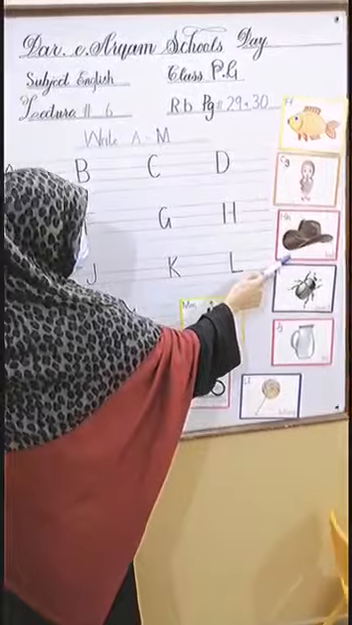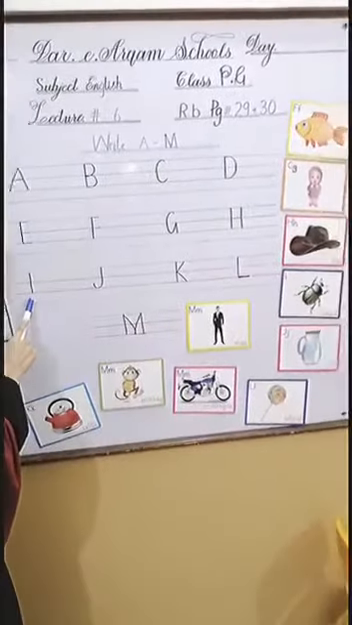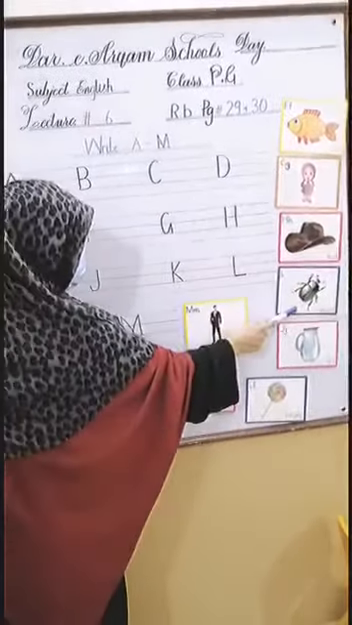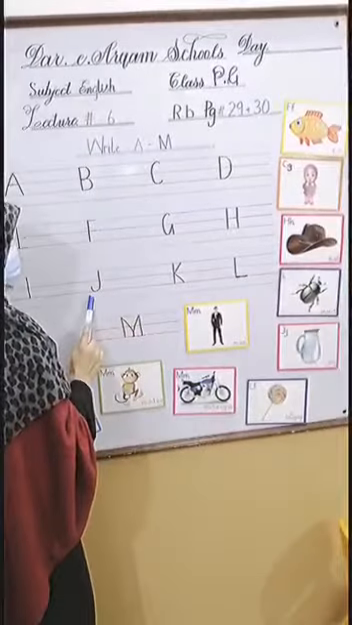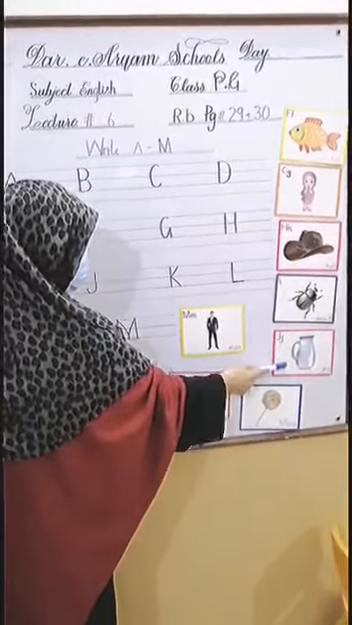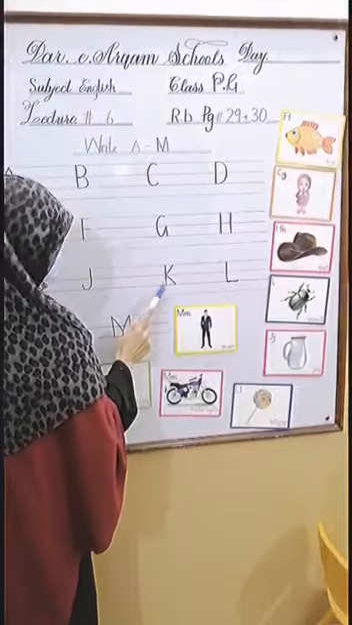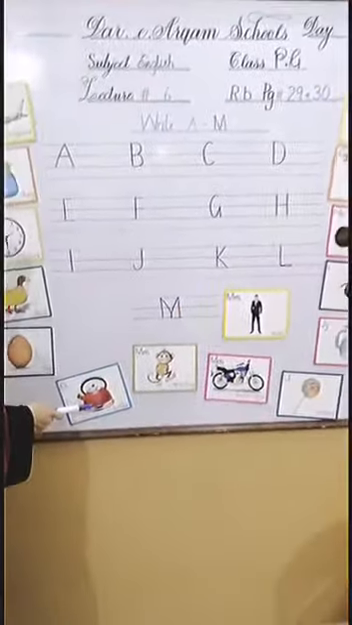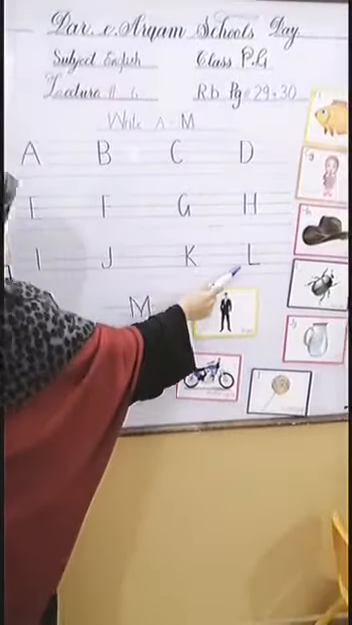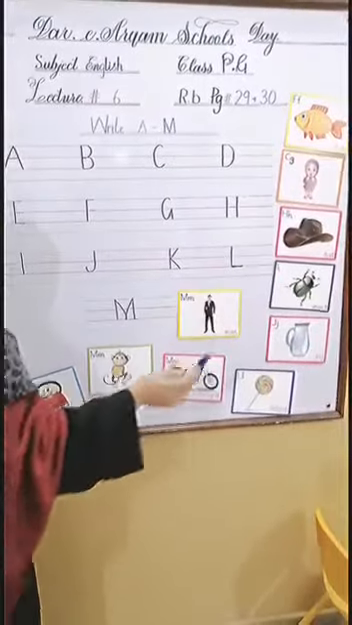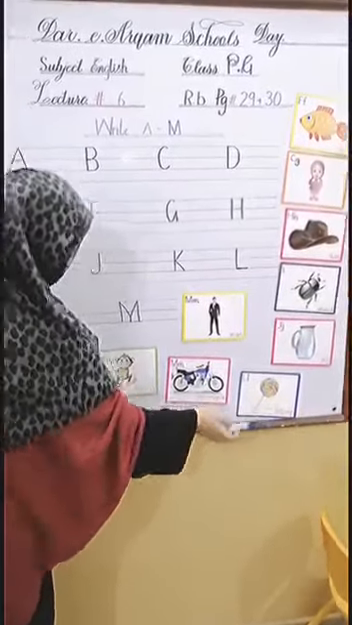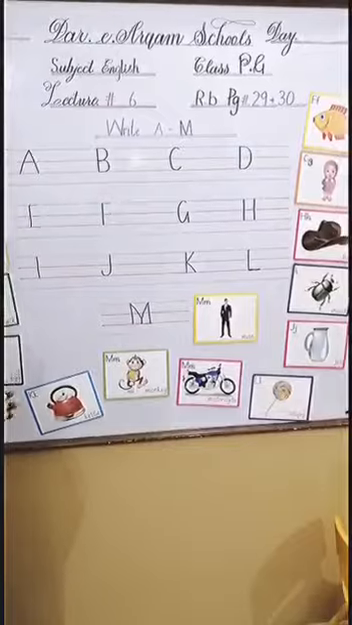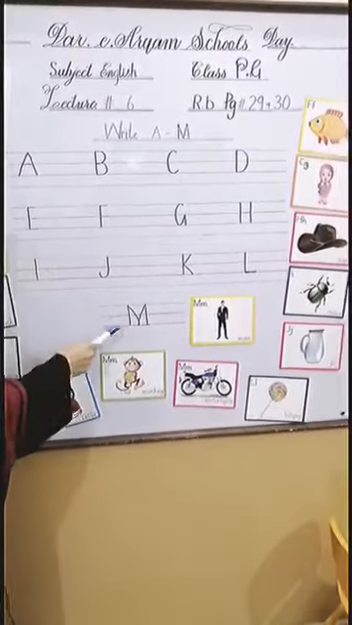H, hat. I, insect. J, jug. K, kettle. L, lollipop. And today's letter name is M.